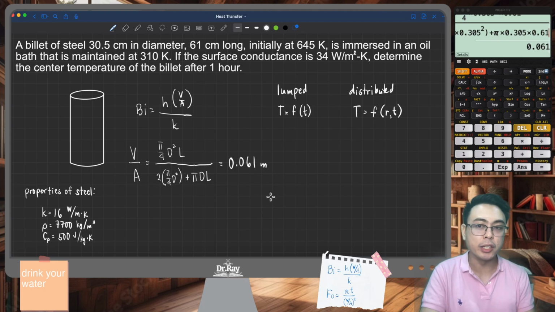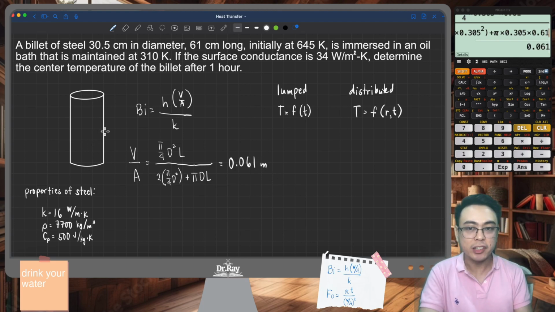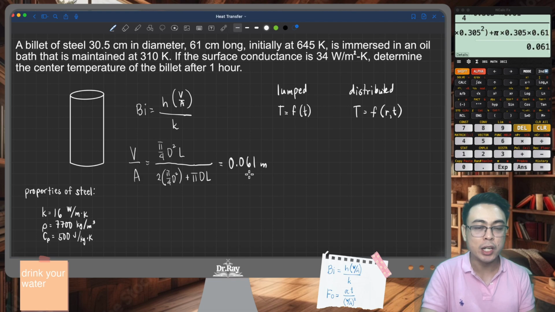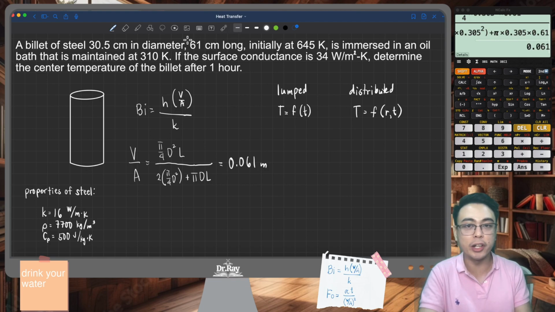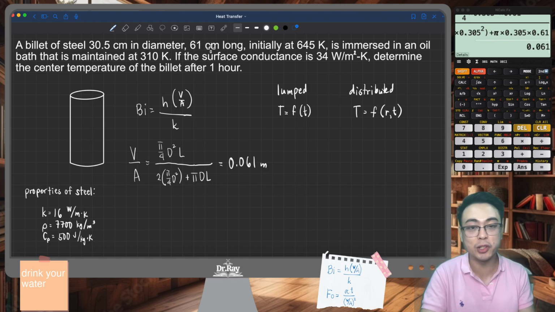Now keep in mind that since we are considering the entire surface area of the cylinder right here, the effective characteristic length, which is the ratio of the volume to the surface area, is actually quite small. It's only 6.1 centimeters, which is considerably small compared to the diameter of the cylinder and compared to the length of the cylinder as well. Okay? Now, this right here, when we substitute to the Biot number, we can already calculate this one.